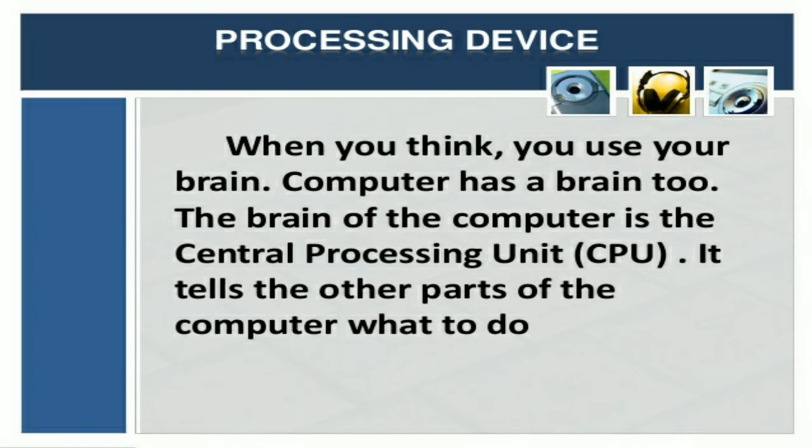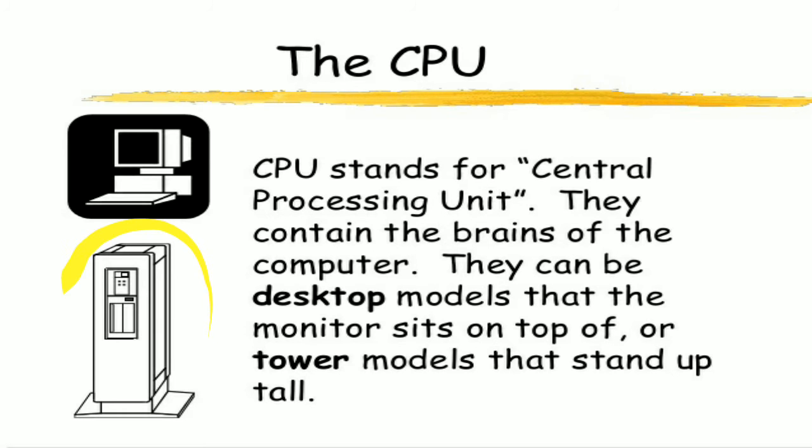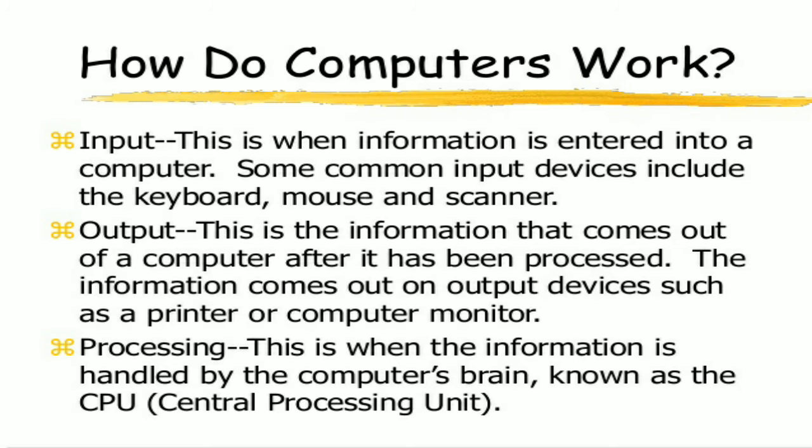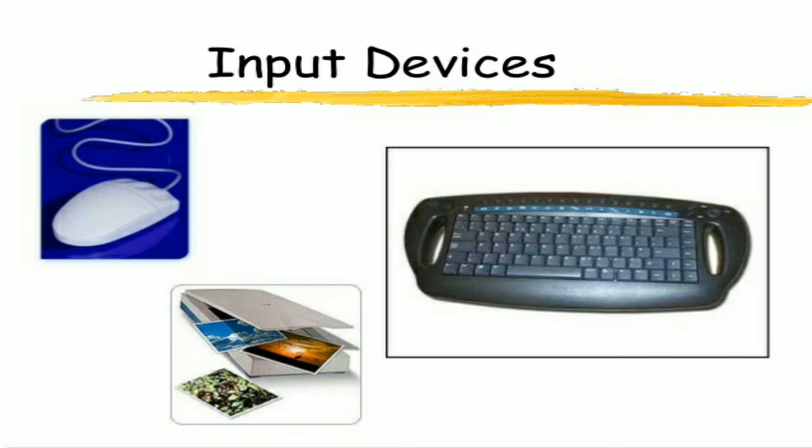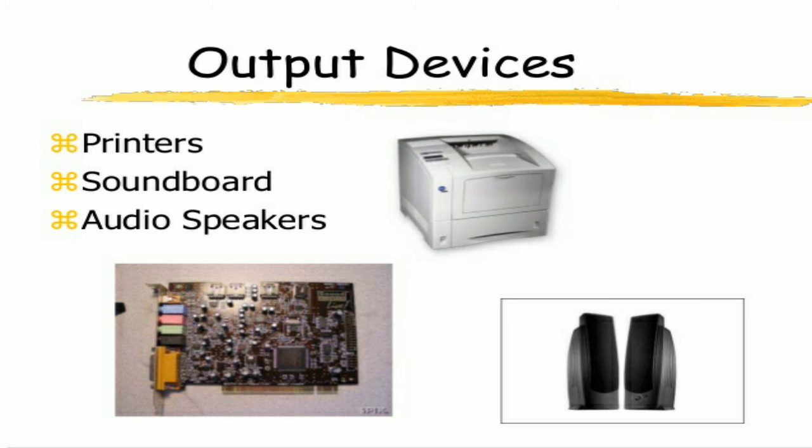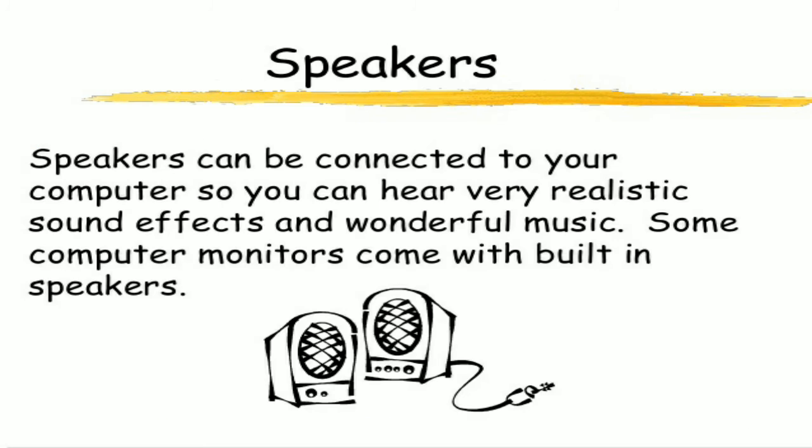Now we learn about the CPU. The CPU is the brain of the computer, and it controls all parts of the computer. Children, this is an input device. Input devices are the things that we enter into our computer, and output devices are the things that come out from a computer.